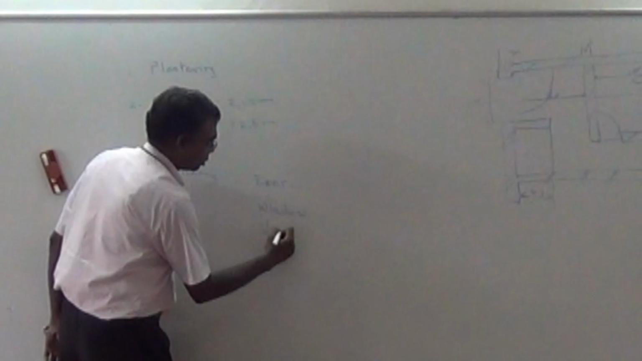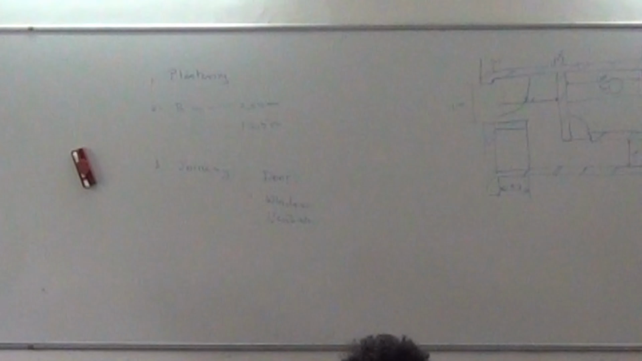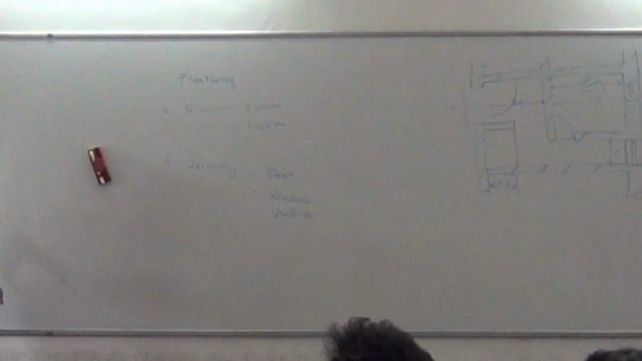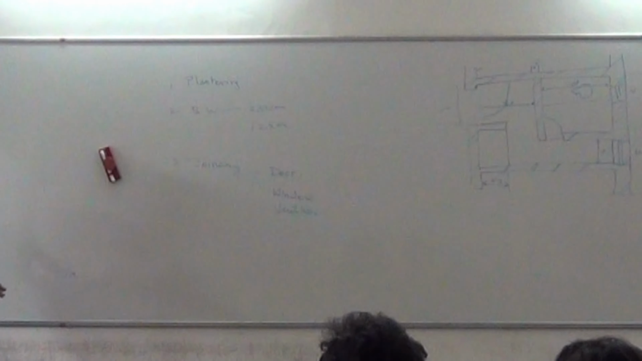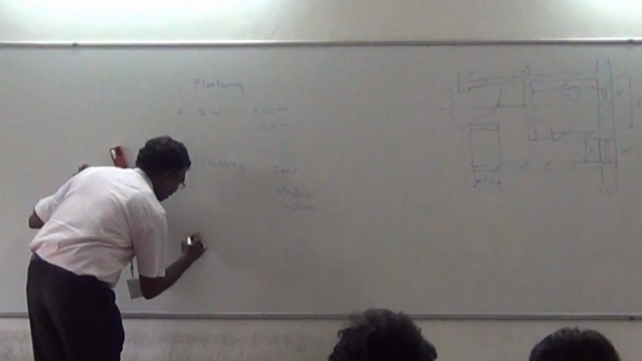So here for instance we have doors, door, window and a ventilator. If you want, you can add exhaust fan and so many other things. Okay, so what else do we have? Have you missed anything else?